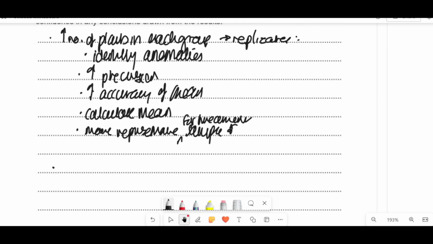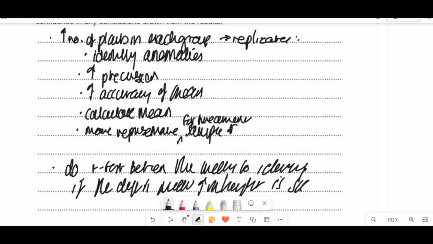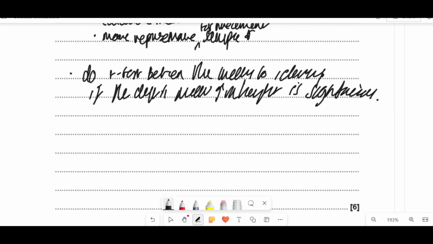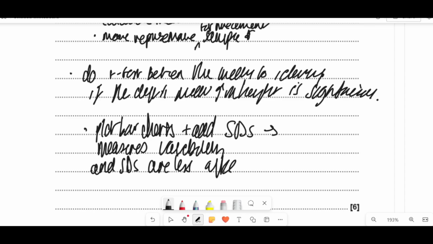Additionally, what you should be able to do in this sense as well, to improve this and get more confidence, is to do a t-test between the means to identify if the difference in means, the mean increase in height really, is significant. As well as that, you could plot bar charts and you could add SDs as well. So this is good because it measures variability, and also SDs are less affected by anomalies.